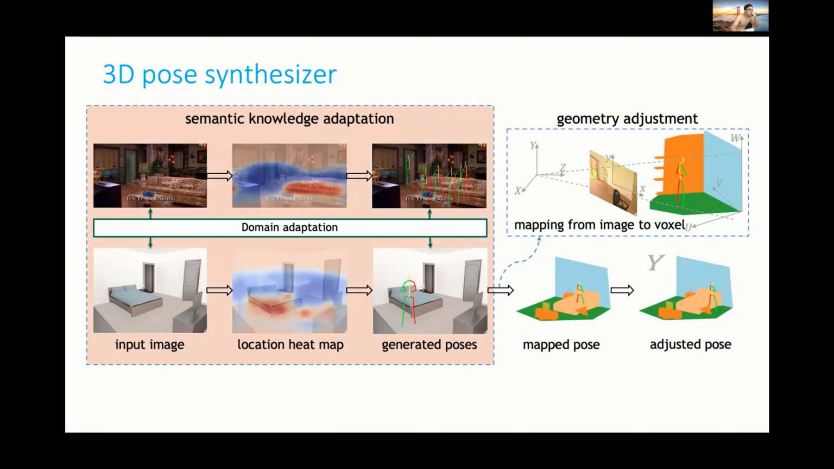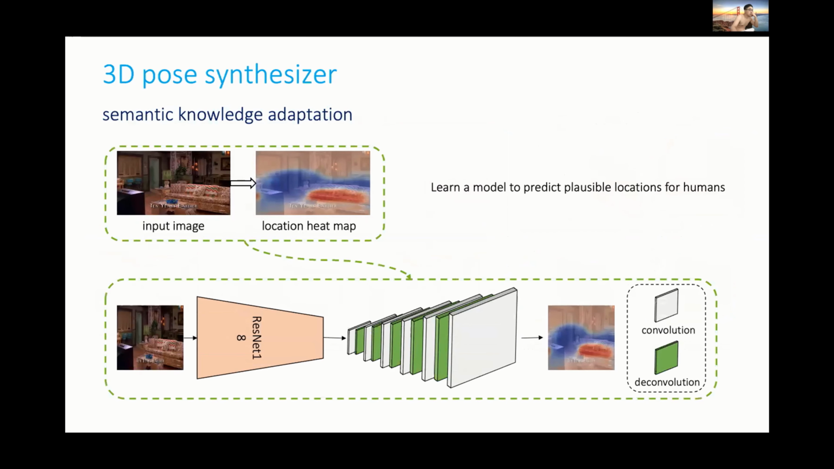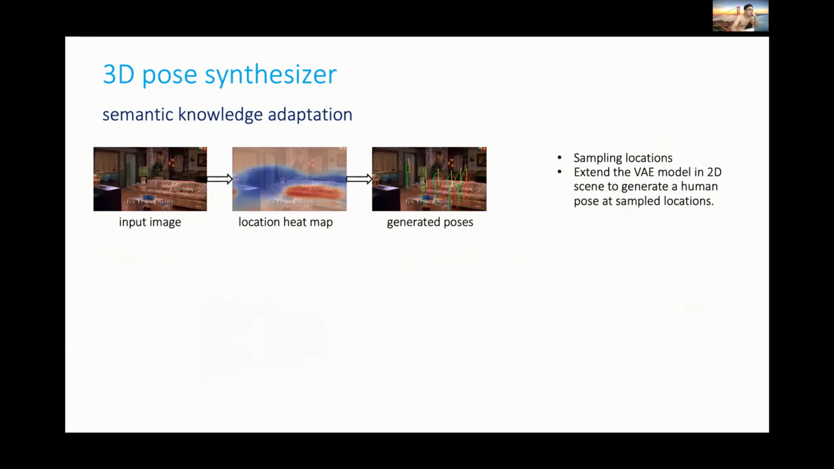Okay. So the first thing we need to learn, as I mentioned, is the heat map from the 2D affordance map. And so we use an encoder to do that, and then from labeled data, we learn where the person can stand or sit. And so then we can generate pose for that.